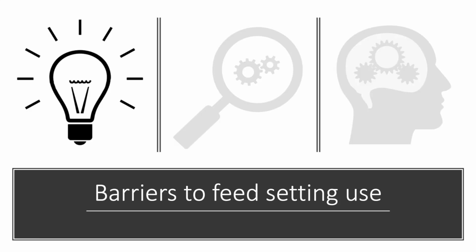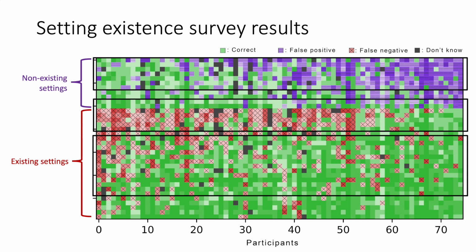Okay, so what did we find out from that study? I will organize the results by theme. First, how aware of feed settings were participants? Let me walk you through this figure.